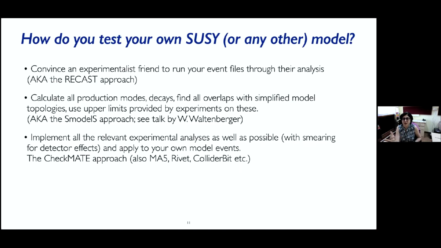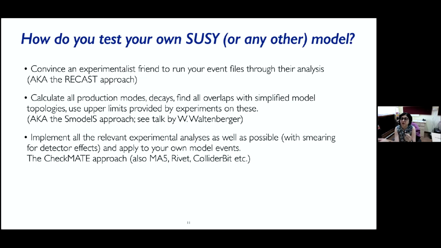So this is the approach that has been taken by these recast people who are trying to preserve the analysis that can then be used by other people to rerun on other models. The other option is to have this library of efficiencies of all simplified model topologies, and then you can use the upper limits in each of these topologies, reweight them according to whatever the branching fractions are, and then get your answer that way. So that is the approach that is used by people who use the simplified model topologies.